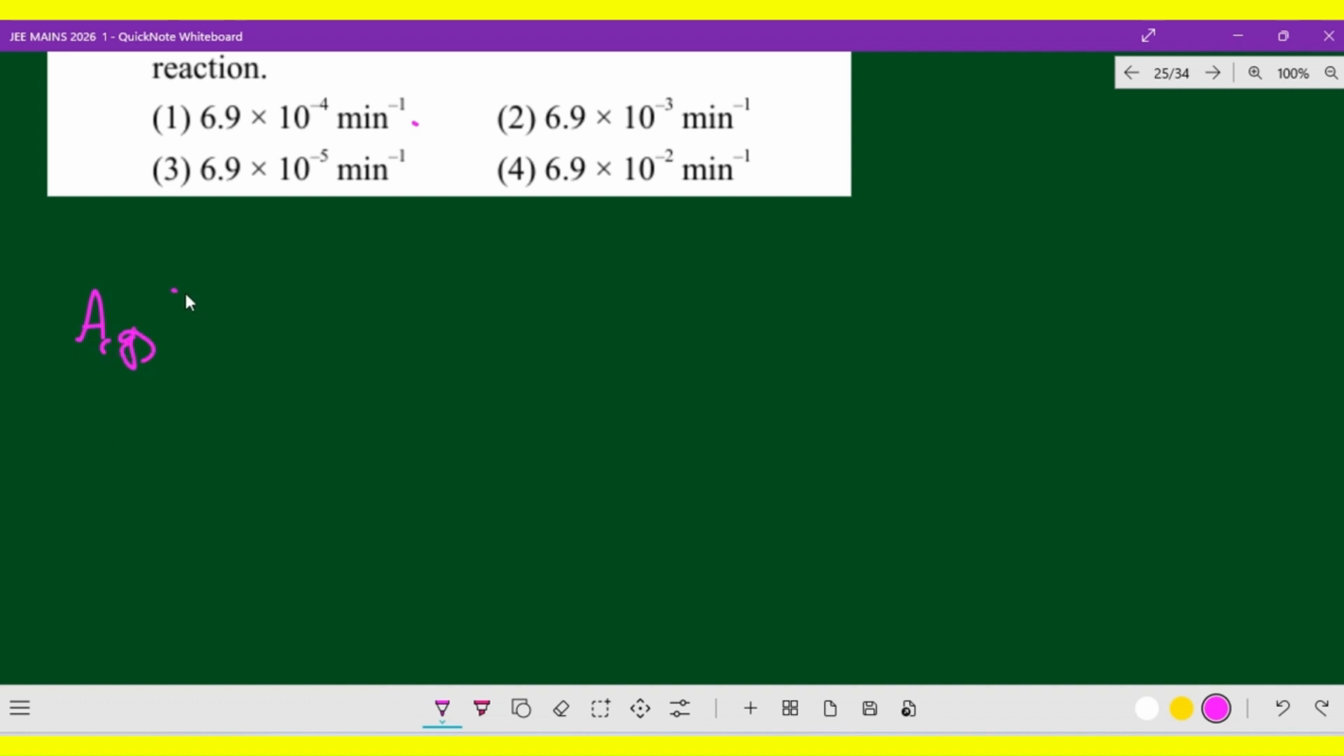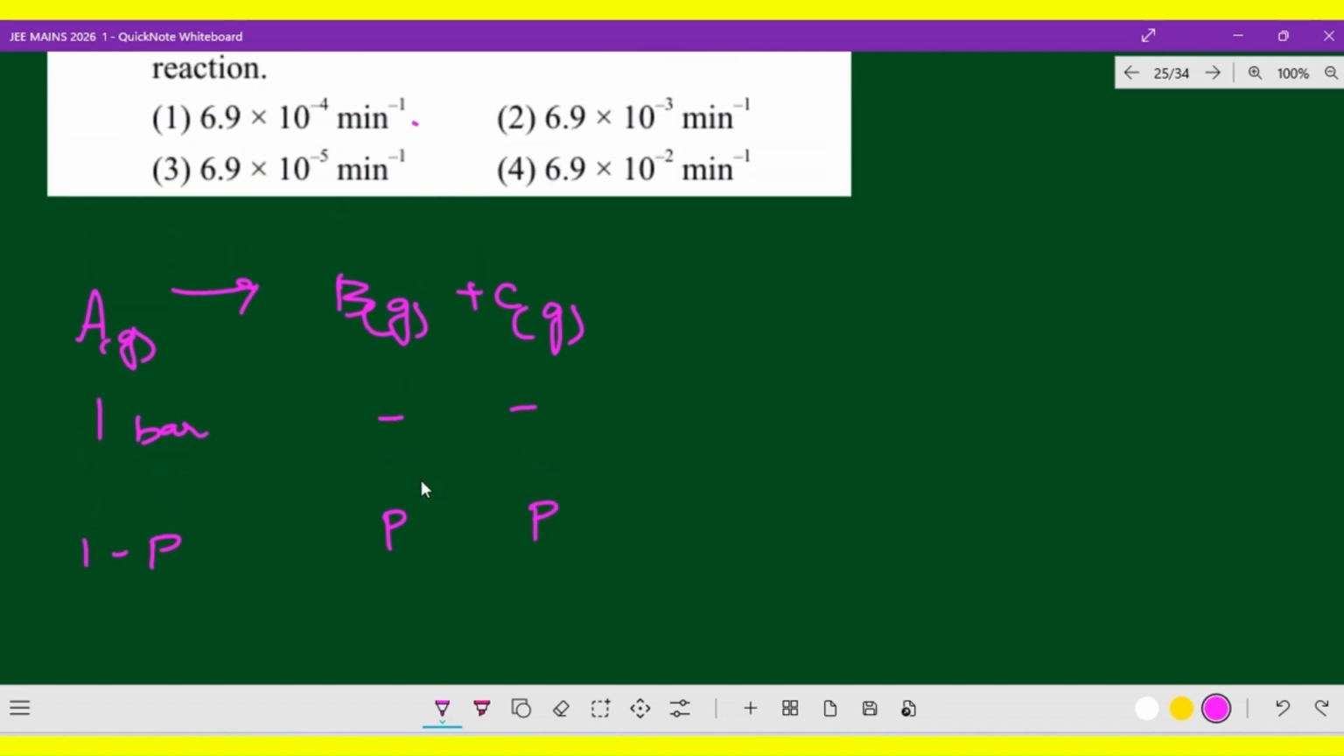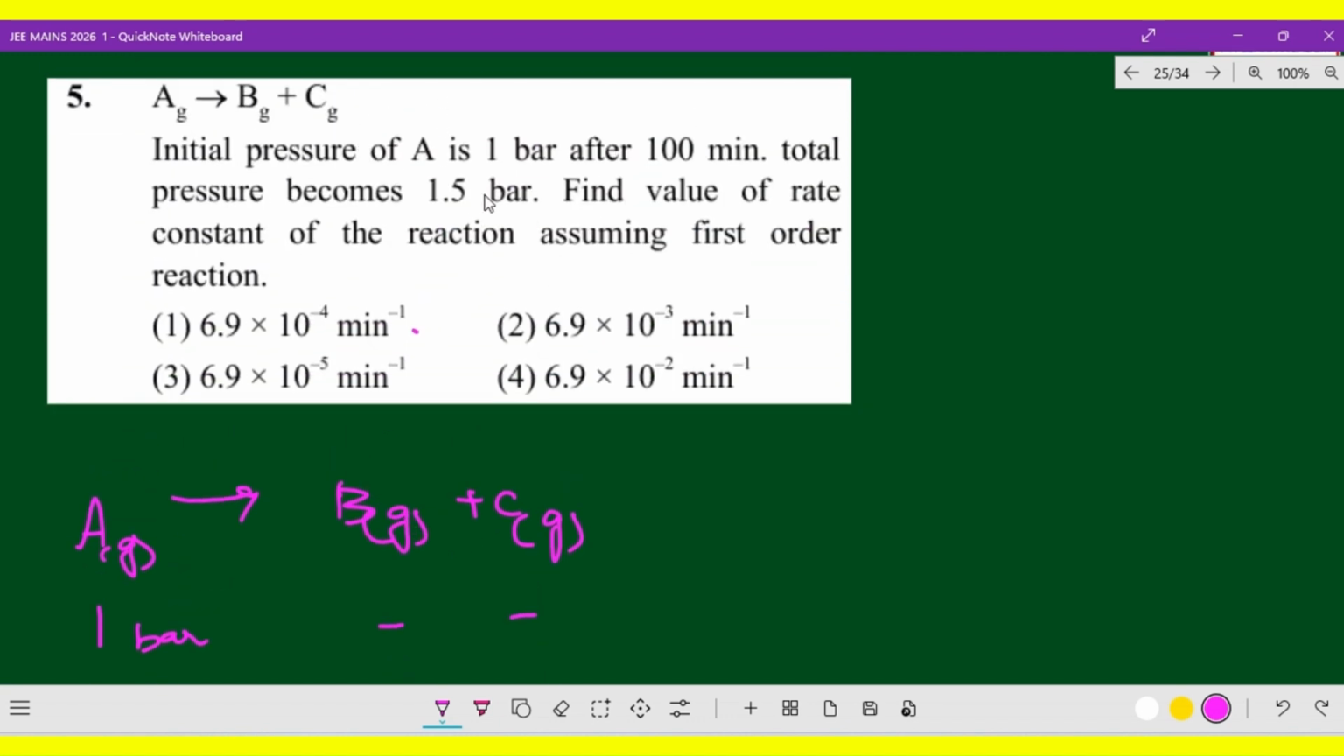A in gaseous state gives B gaseous state plus C gaseous state. Even in physical chemistry, they are asking logical-way thinking and did not give much calculation. They ask concept-oriented questions only. Here the initial pressure is 1 bar, and when the reaction started B and C are 0. After reaction, A has lost pressure P, so B and C are each P. So the total pressure becomes 1.5 bar.